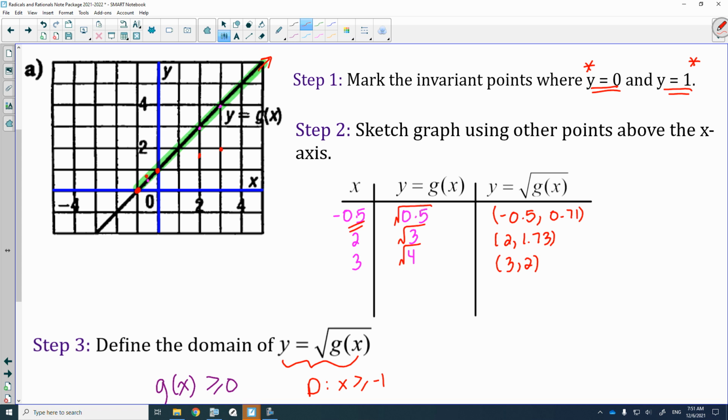What you then do is connect these points with a smooth curve. And that would be the graph of the radical function, which is the graph of this linear function placed under a radical sign. And if we look at the domain of this graph, the domain of the radical graph is x is greater than or equal to -1.